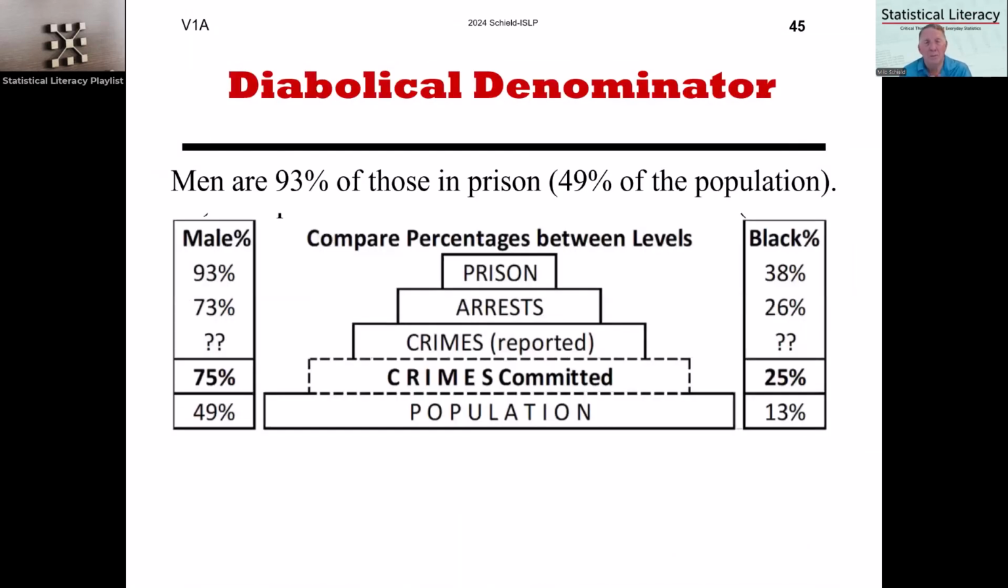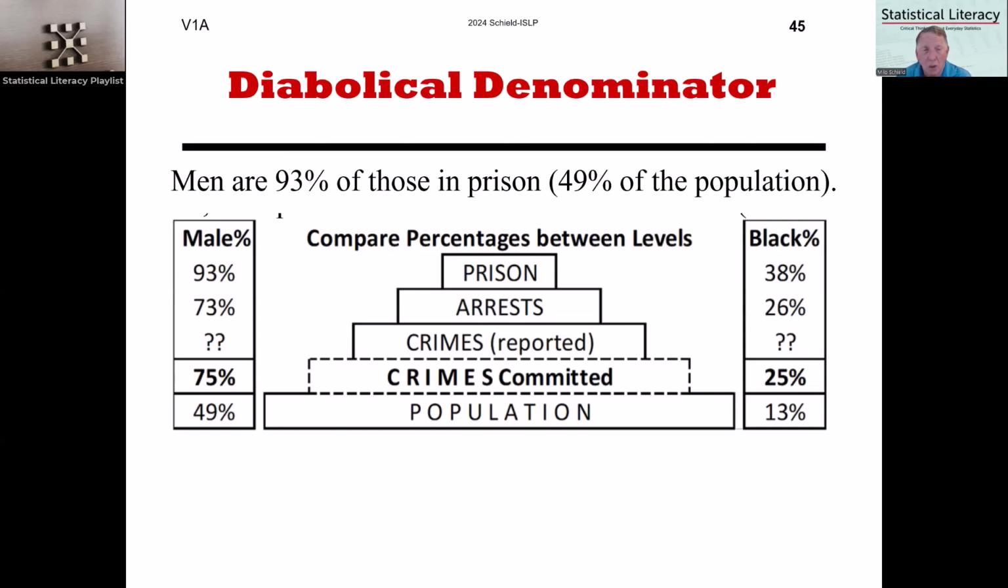As an example, I call this the diabolical denominator. Do you realize that 93% of the people in prison are men? Yet men are less than 50% of the population. Is this a huge disparity? Yes, it's huge. But what else could I compare?